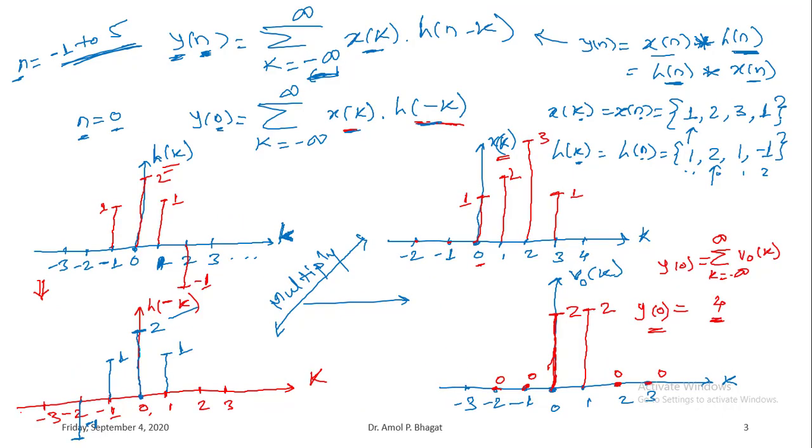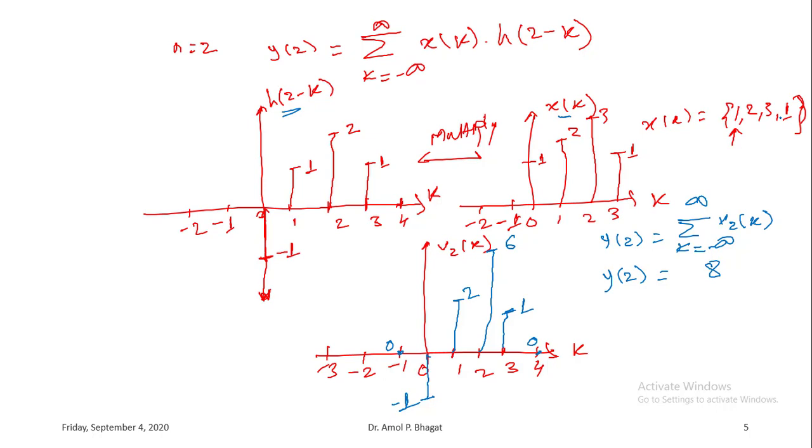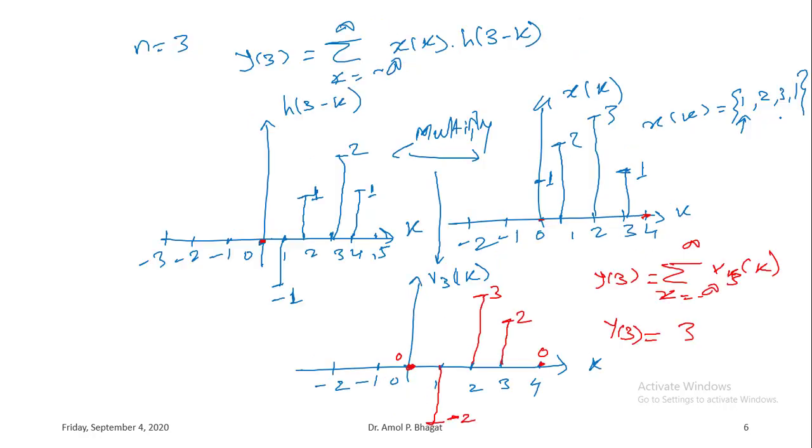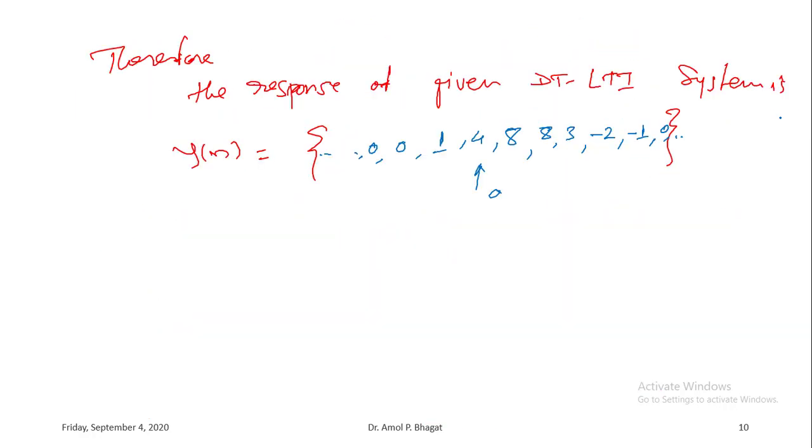Then for different values of n, we have to perform the folding and shifting operation on h of k. x of k is as it is everywhere, but h will be folded and shifted depending on what values of n you are substituting, right? According to that, we have identified various values of y of n for different values of n from -1 to 5. And then we have listed the result in the output sequence. That will be the final convolution result, or the response of the given LTI system. So this is how you identify convolution summation by using the graphical method.